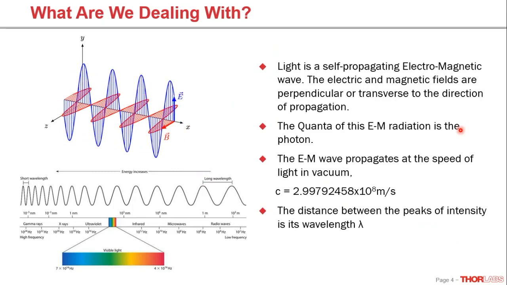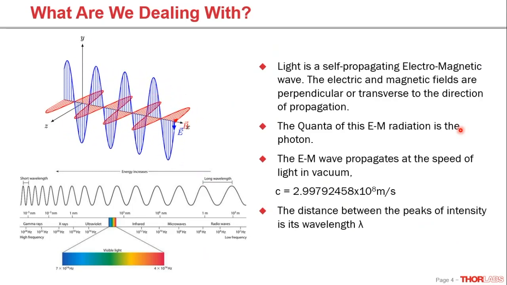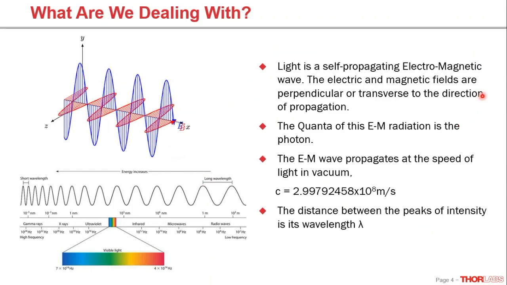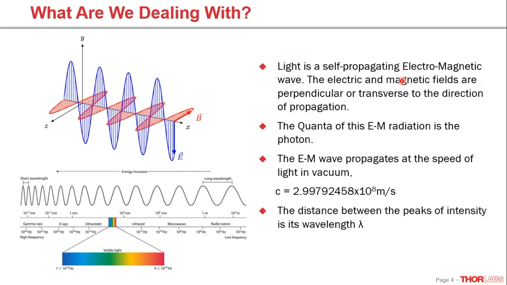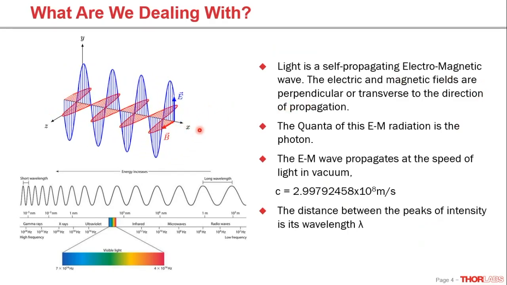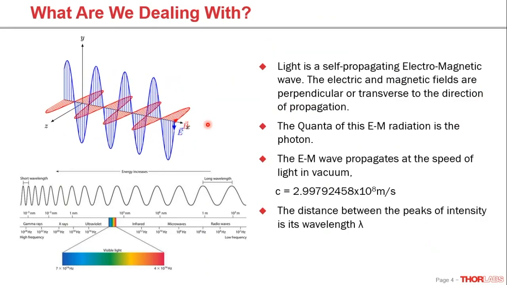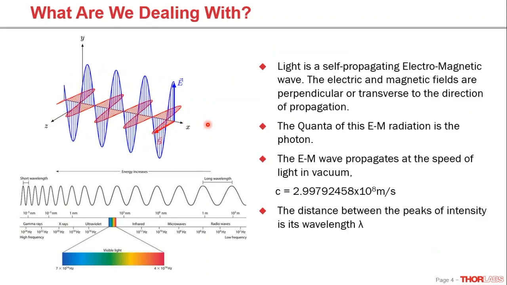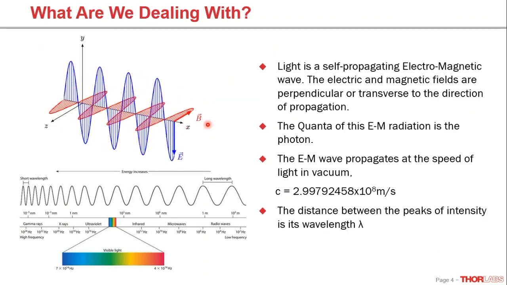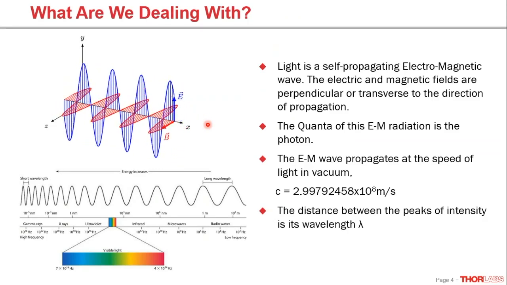But first, what are we dealing with? Well, light is a self-propagating electromagnetic wave. The electric and magnetic fields are perpendicular or transverse to the direction of propagation, as we see here. Light behaves as both a wave and a particle. This electromagnetic radiation is quantized as a photon. A photon's energy is proportional to the frequency of light. This proportionality is defined by Planck's constant.